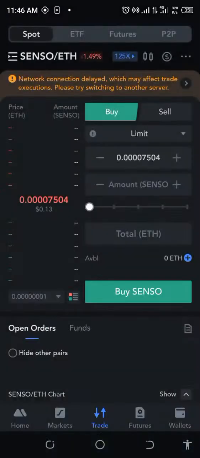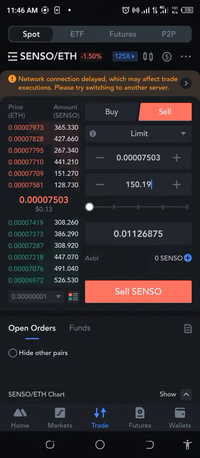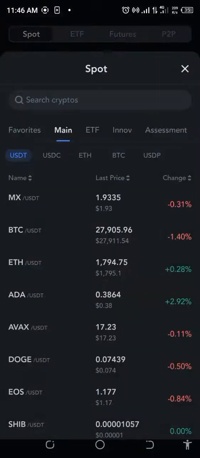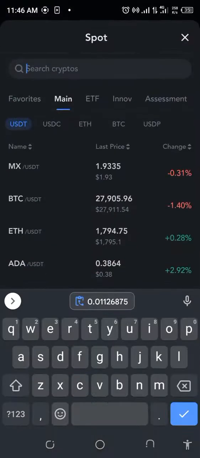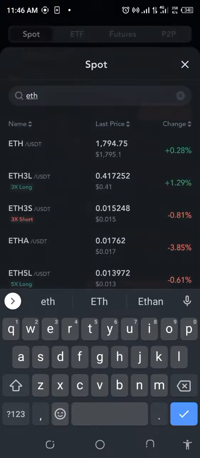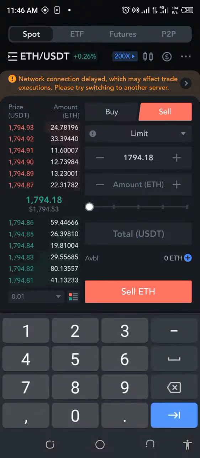Senso ETH is supposed to give us what? Okay, so we're supposed to sell to Senso ETH. Let's just try this out. Then we'll copy that out and go and check it, and then we'll sell ETH to USDT. So let's try and see how that will go. ETH to USDT. Let's see whether this is going to work.